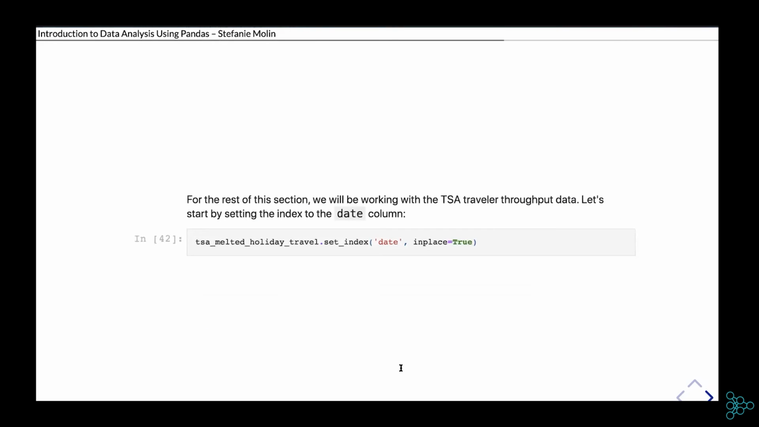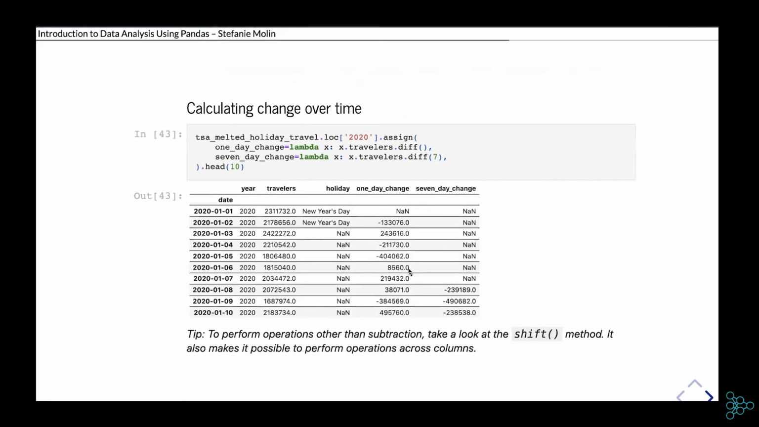All right, so now we're going to go back to the TSA traveler throughput because we no longer need that time piece, and we're just going to work with dates. But now we're going to set the index to the date column for the rest of the section. And now we're going to look at how we can calculate change over time. So we'll take our data frame and restrict it just to 2020, just so we have something a little more manageable.